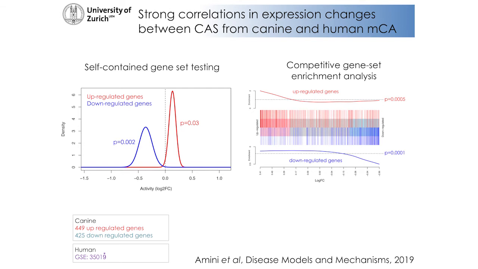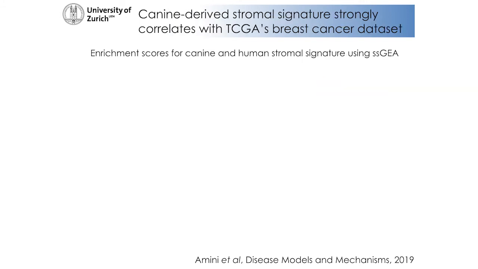We did this using two methods, self-contained gene set testing on the left and competitive gene set enrichment analysis on the right. Both of these showed that there are strong correlations in expression changes between cancer-associated stroma from canine and human breast cancer. We then wanted to compare our data to a larger data set to further validate these results. To do this, we used the TCGA's entire breast cancer dataset, which comprises more than 1,300 tumors that have been sequenced. Importantly, however, these are data from bulk tumor sequencing.